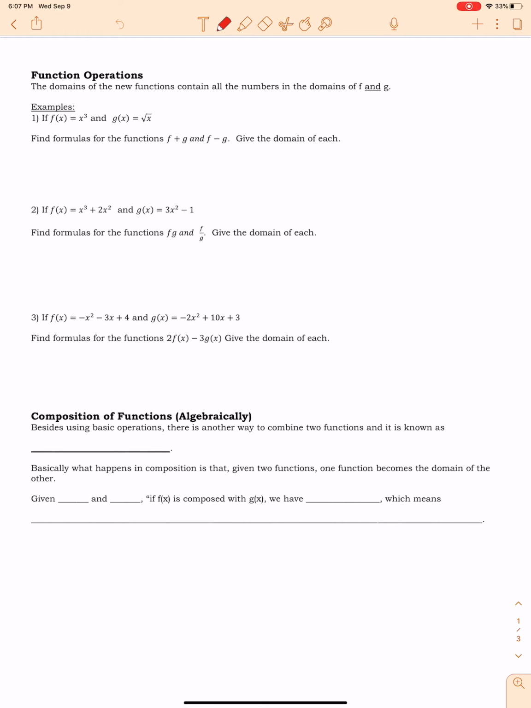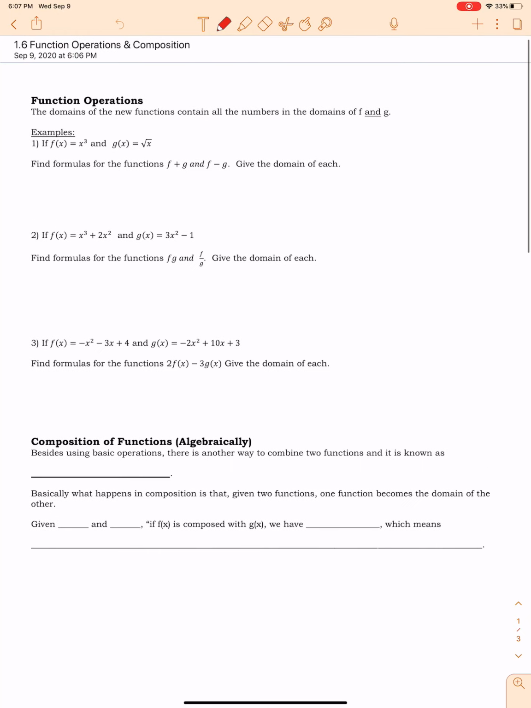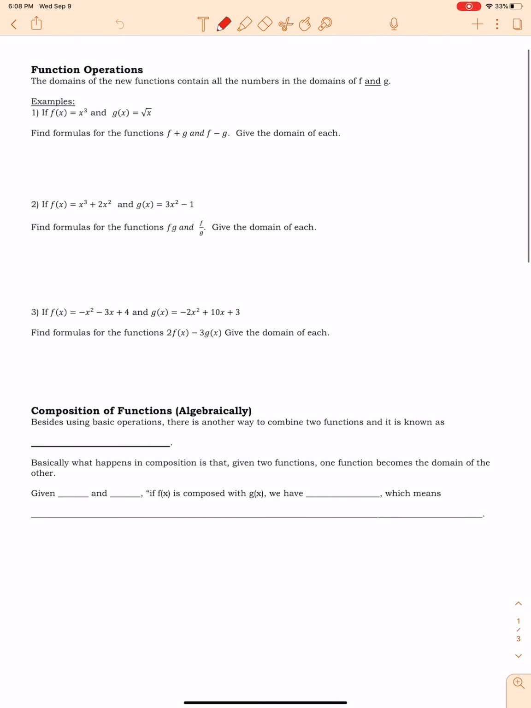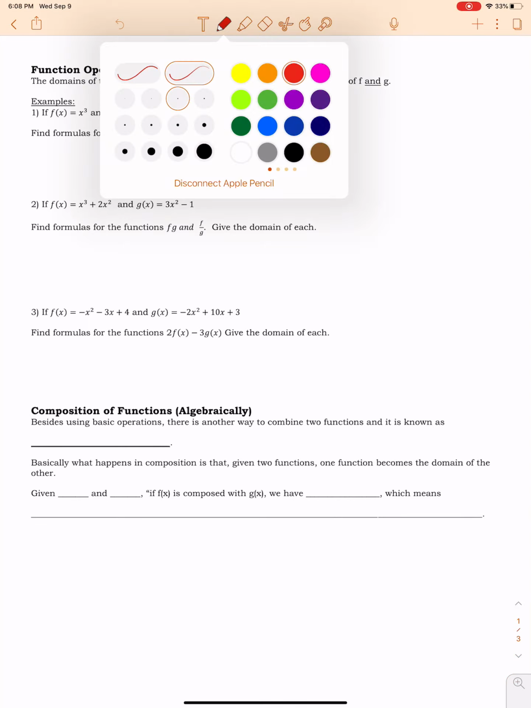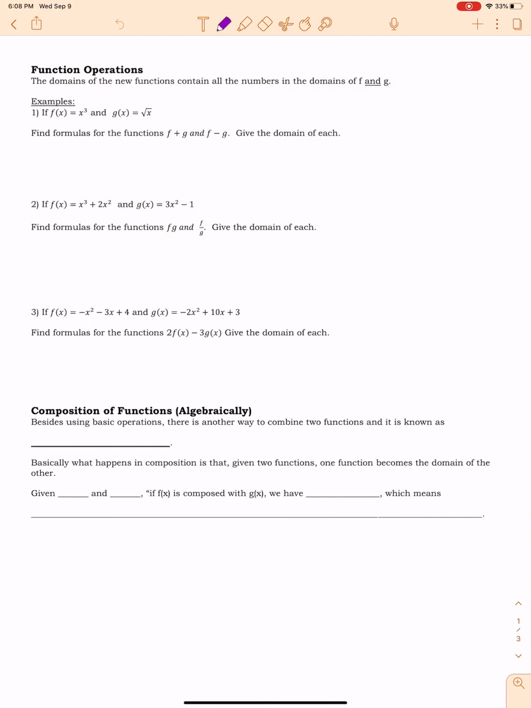Okay, pre-cal, we are at function operations. This is your first video for 1.6, and we are just going to go through here and talk about this. This is pretty easy. Function operations, as the name would imply, that just means operations. So our familiar operations from little kid school, adding, subtracting, multiplication, and division. So you can do that with two functions.